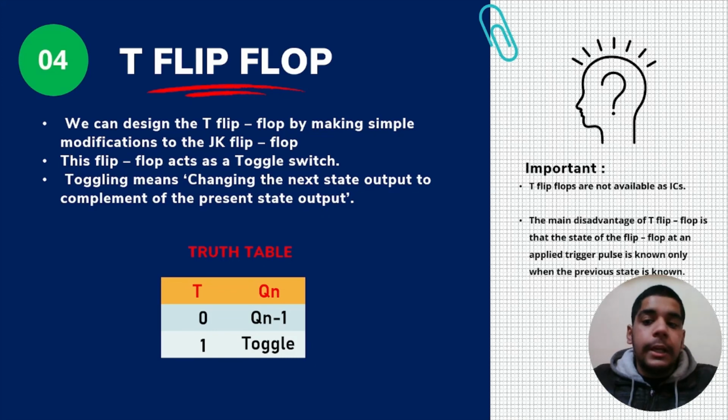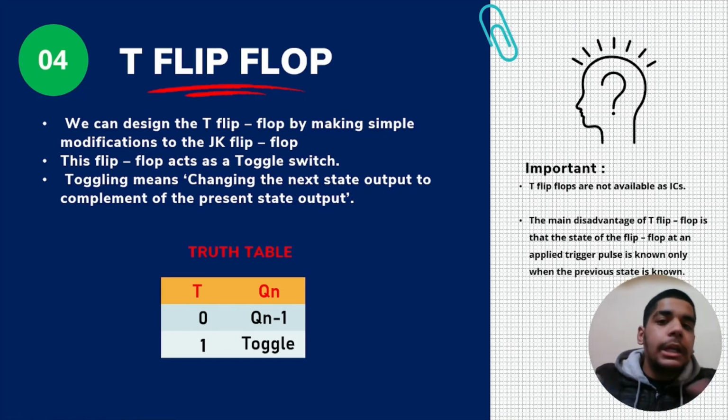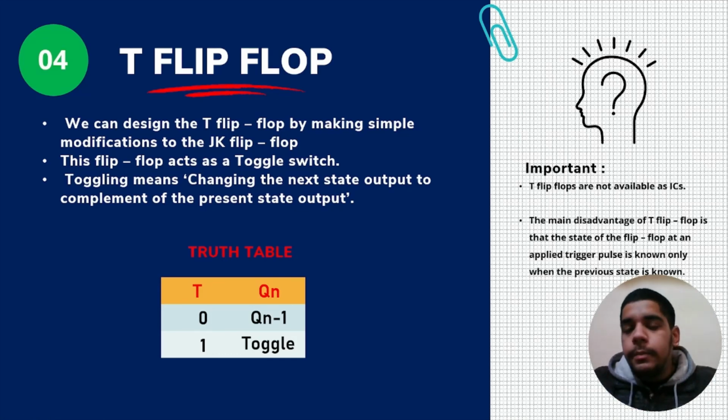this JK flip-flop. So the main disadvantage of the T flip-flop is that the state of the flip-flop at an applied trigger pulse can only be known when the previous state is known. अगर हमें previous state का पता होता है तो हम अगली state को उस ट्रिगर्ड पल्स पे क्या होगी तभी पता कर सकते हैं. अगर आपको अभी नहीं समझ आ रहा, कोई दिक्कत नहीं है, आपको ये सारी चीजें अंडरस्टैंड हो जाएंगी अब आने वाले टॉपिक पे, that will be led by Karan Sharma.